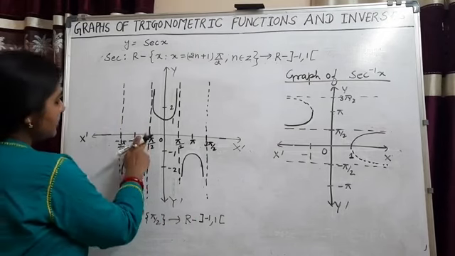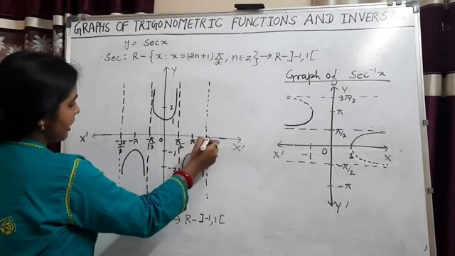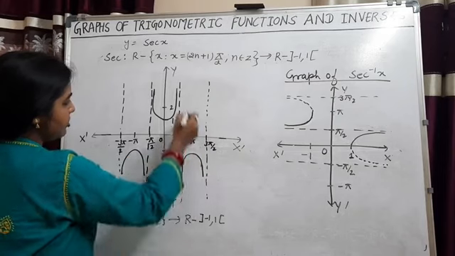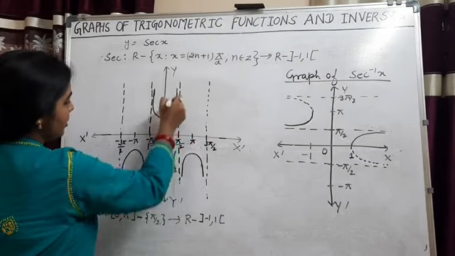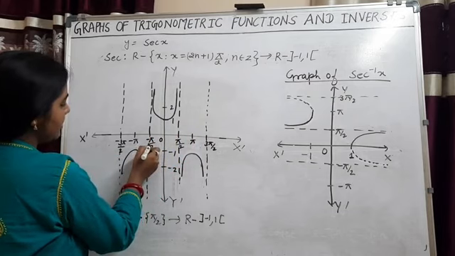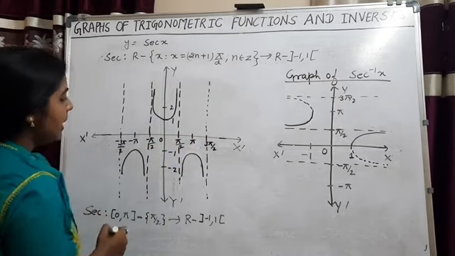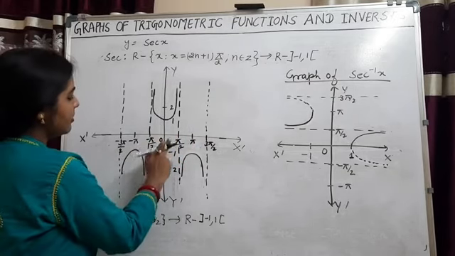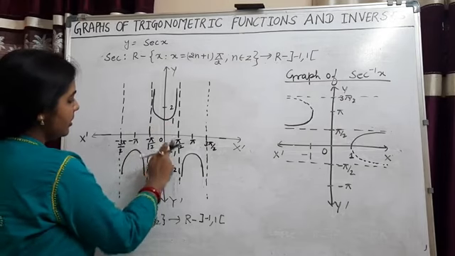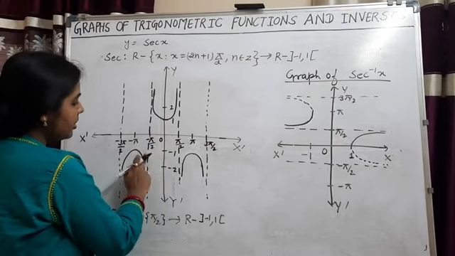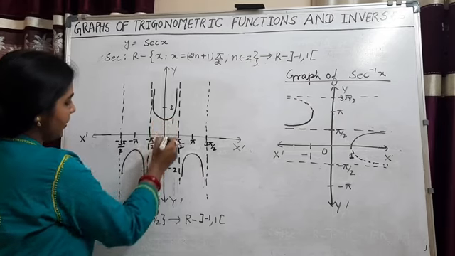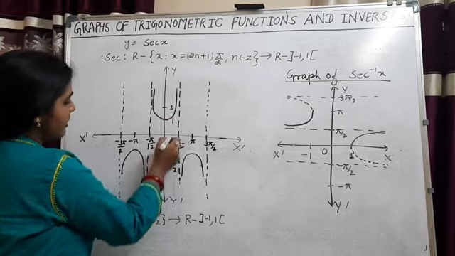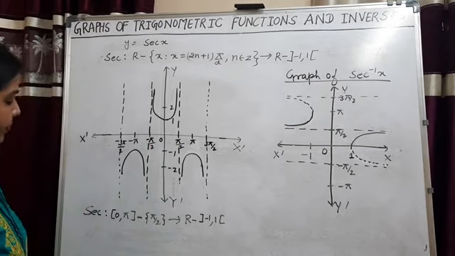So at odd multiples, in pi by 2, 3 pi by 2, we have drawn a straight line parallel to the y-axis to show the infinity value. And here also in minus pi by 2, minus 3 pi by 2. And sec 0 is 1, so it is starting from this point, from 1, and the graph will be like that.